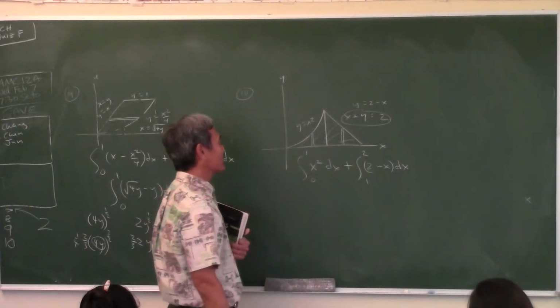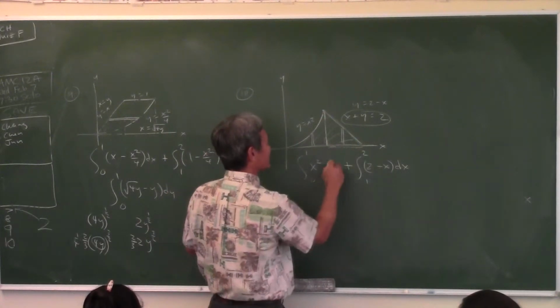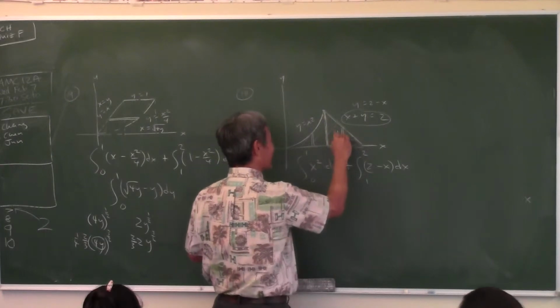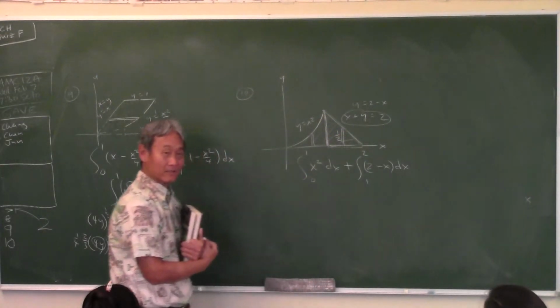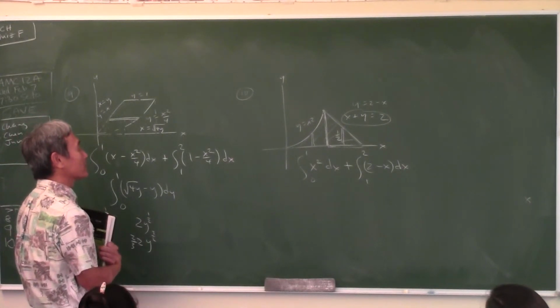Now some of you are going, Mr. Park, why do you even make an integral for that? That's just a triangle. Can't they just go 1/2 base times height and get 1/2? Yeah, you can. Because it's a triangle. Why not? I'm just trying to show you how you set it up.